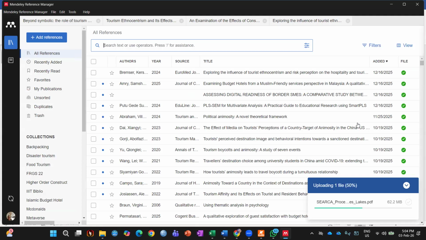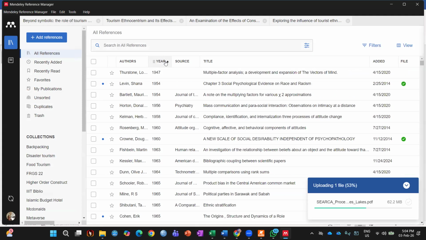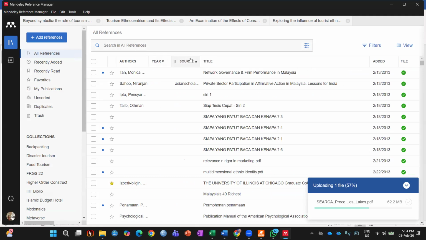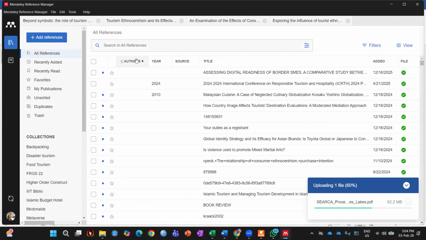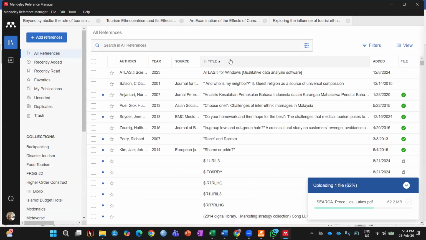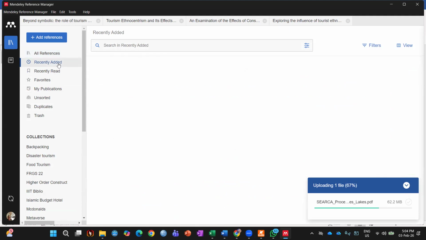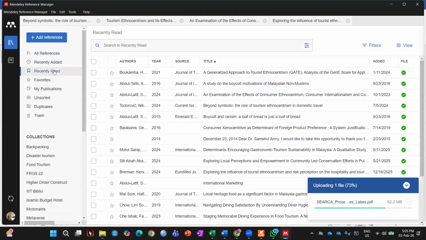Okay, so as you can see here, you can actually change according to what year you want it to be, what kind of source, whether it is based on author's name. You can actually change the metadata, if you want to, sort it based on the recency. You can also do that. And yes, I think that is all.